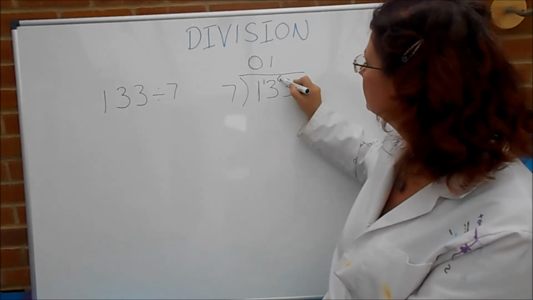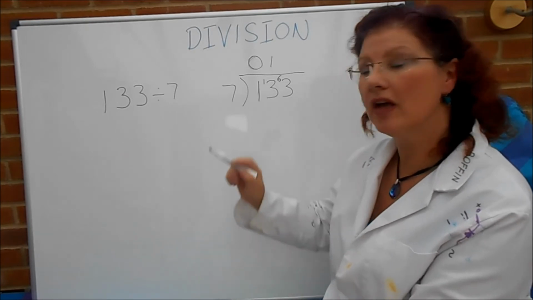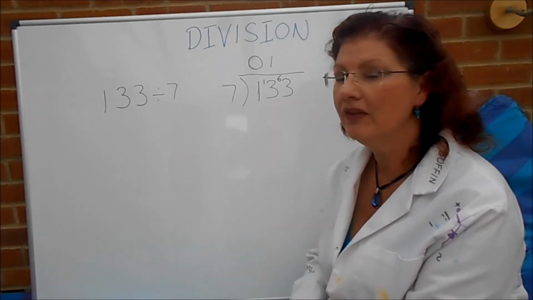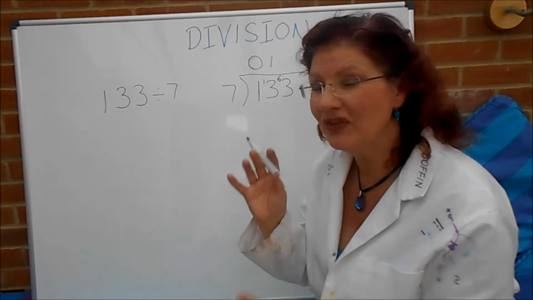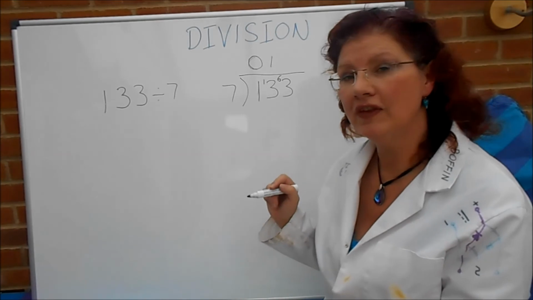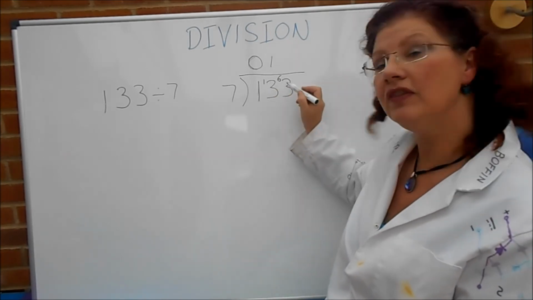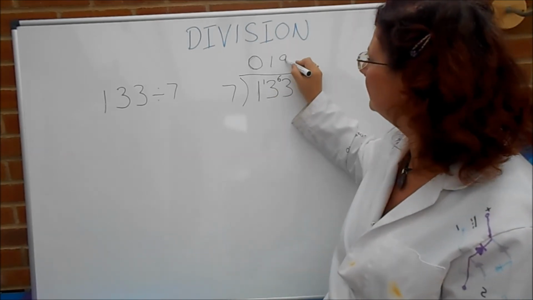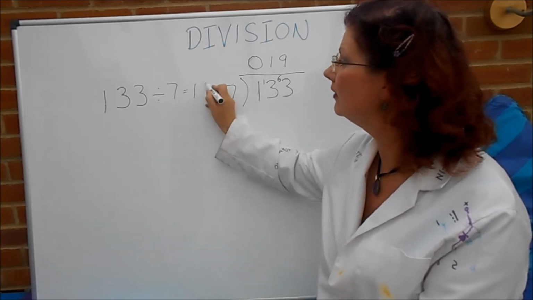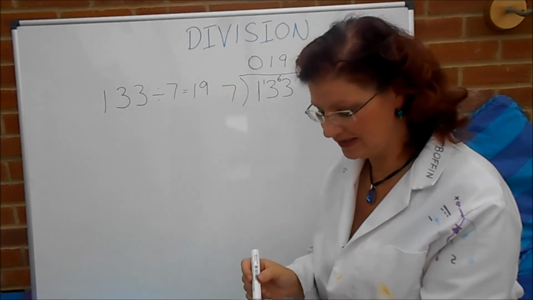Now it's how many 7s in 63? Hopefully you know your 7 times table. This, by the way, doing divisions is an excellent way of learning times tables if you're not too sure of them. 7 nines are 63. So how many 7s in 63? 9. So 133 divided by 7 is 19.